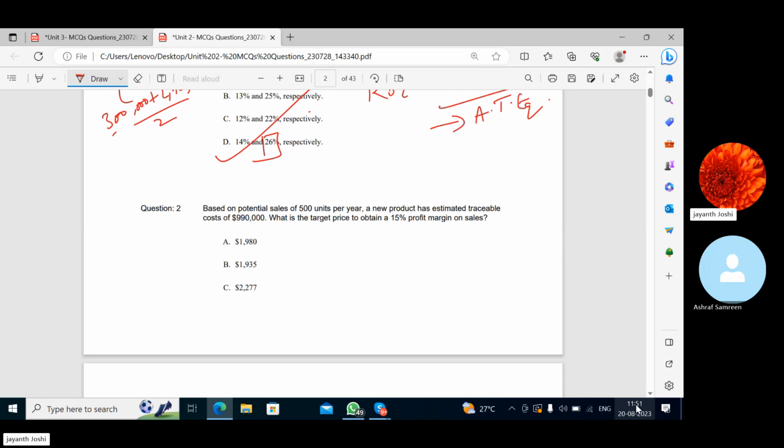So what is the question? Try to understand. Based on the potential sales of 500 units per year. That means they have that kind of capacity. A new product has estimated traceable cost of, what is traceable cost? Suppose if I'm making a mobile phone.